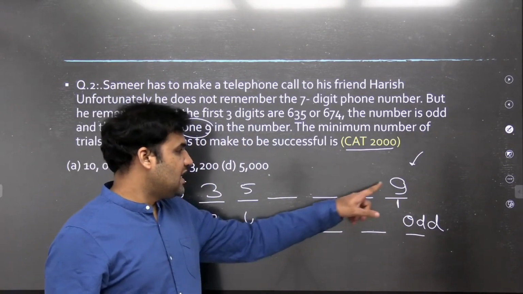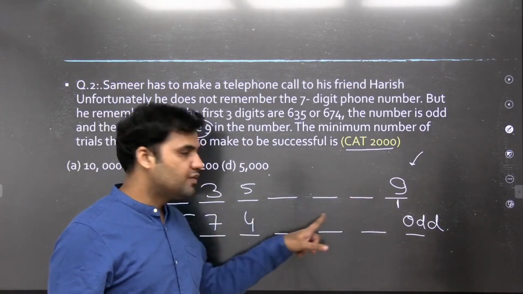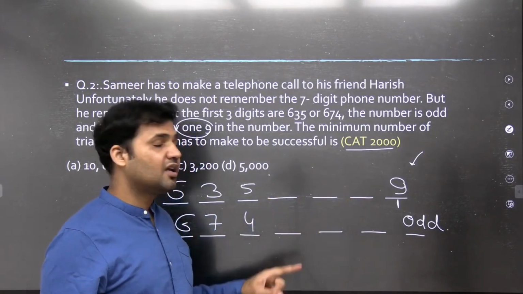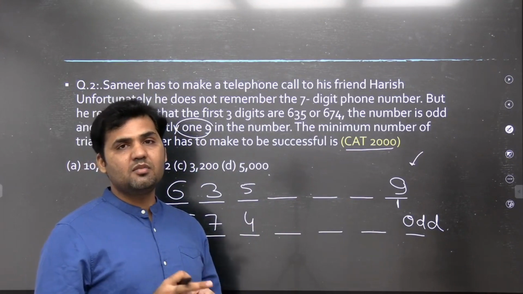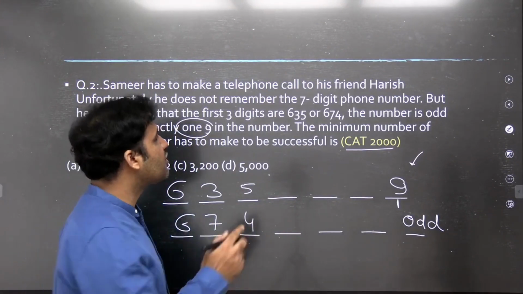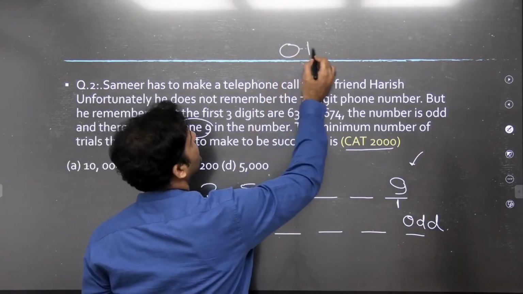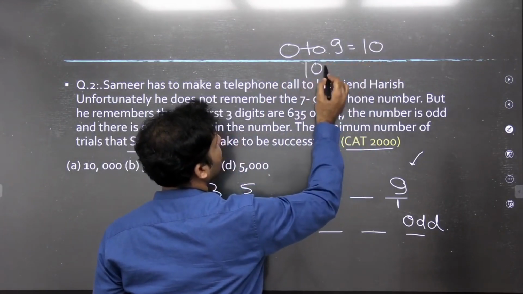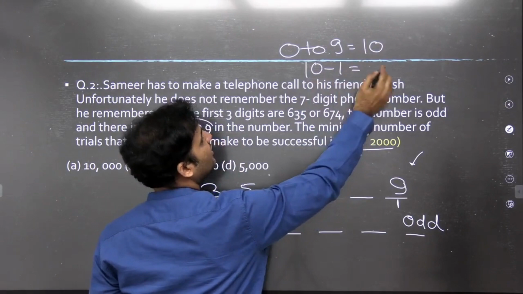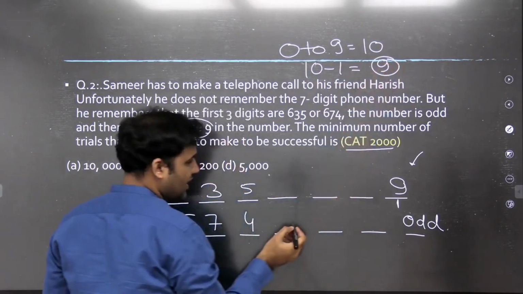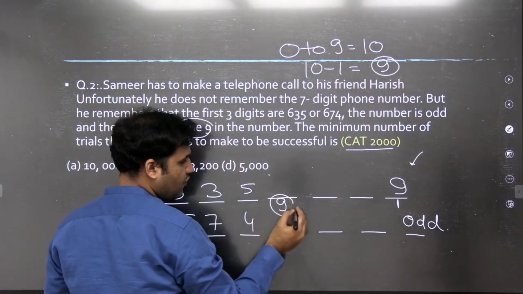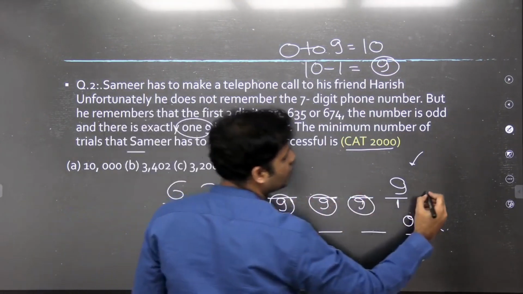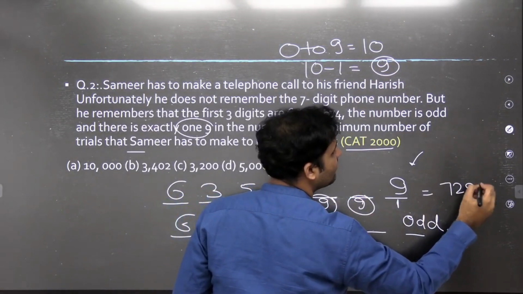Now, 9 cannot come at any of these three positions. If 9 cannot come at any of these three positions, then I am left with 9 more digits, because the total number of digits that I have are 10, 0 to 9. And out of these 10 digits, the digit 9 cannot be used, so I will be left with 9 digits. So can I say this place can be filled in 9 ways, this place in 9 ways, this place in 9 ways. So in total I have 729 numbers from here.